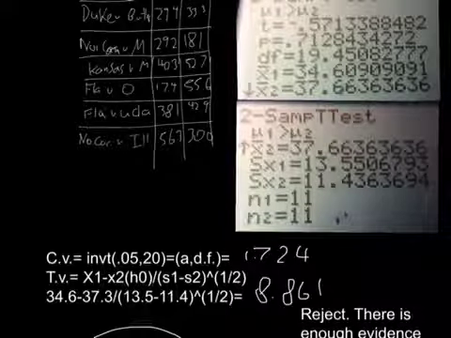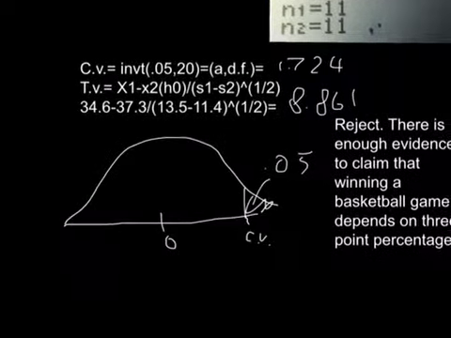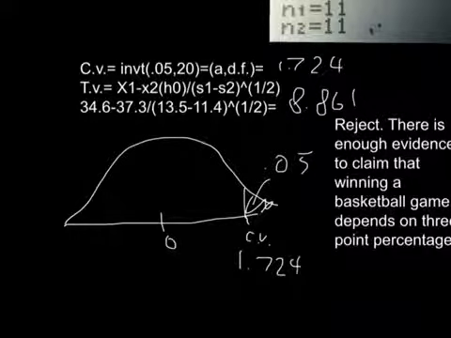Perfect, and so now we can enter that into our graph right here. So our critical value is 1.724. The test value is 8.861.